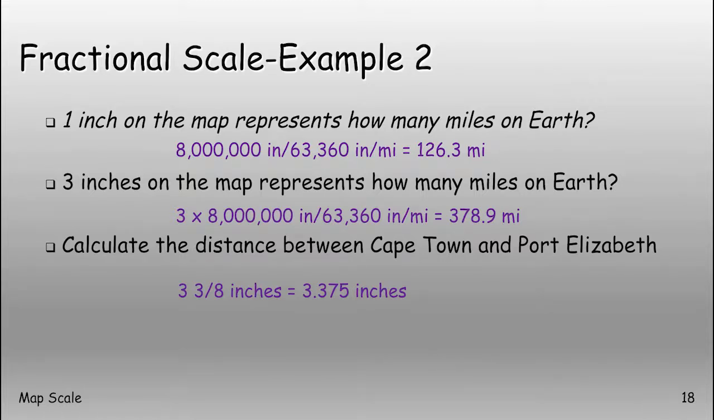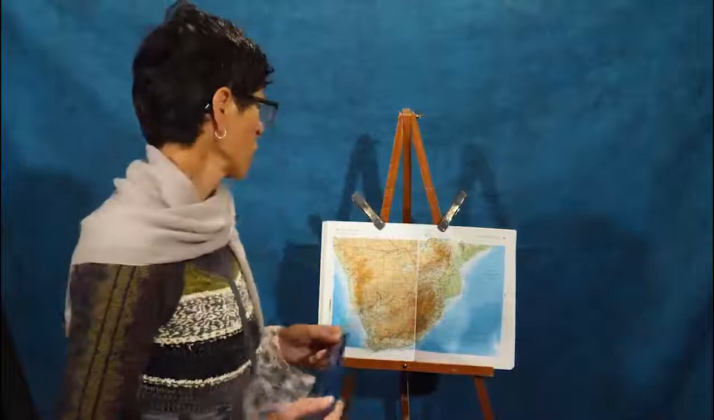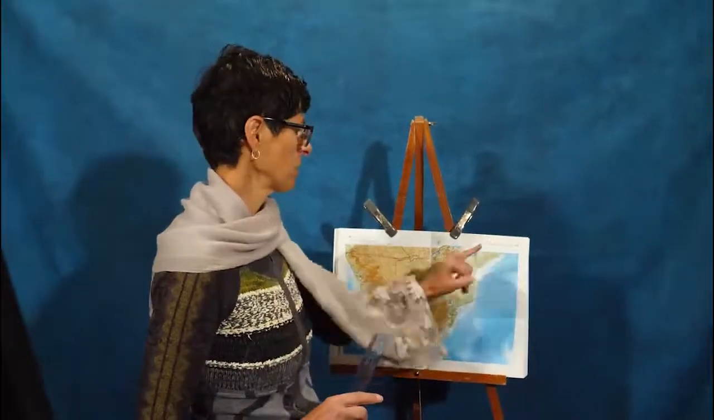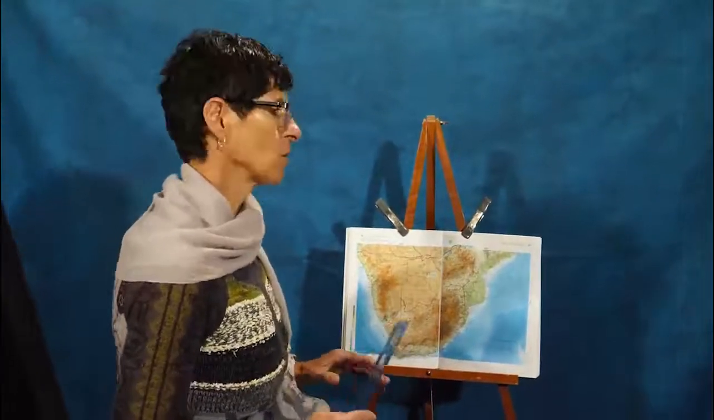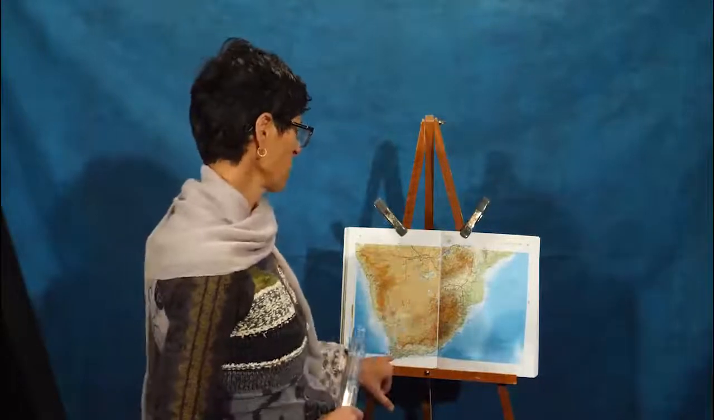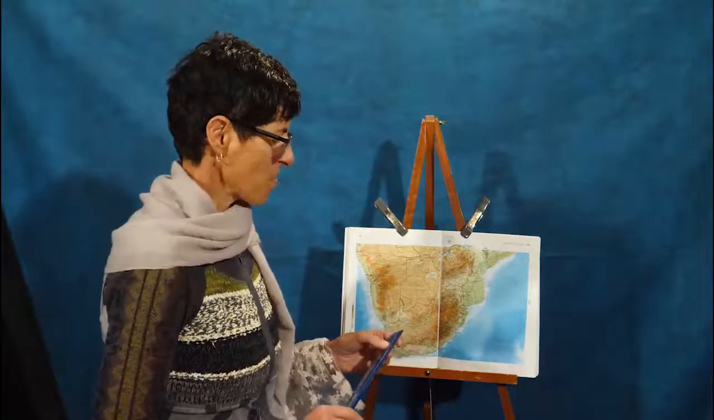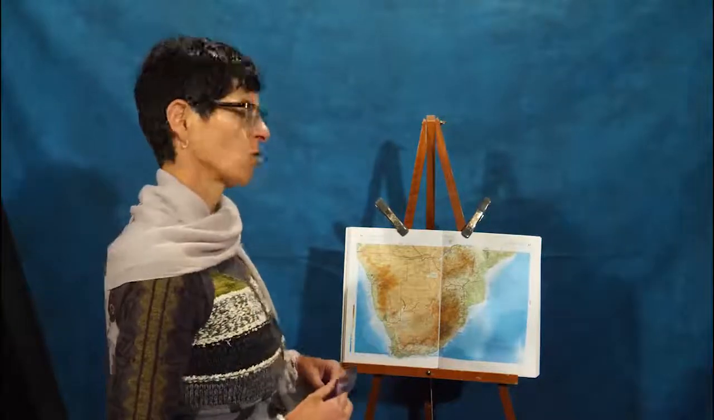Now, what we're going to do next is calculate the distance between Cape Town and Port Elizabeth using the fractional scale. For this, I'll need to show you on the map directly how to do this. Okay, so back to the map, pages 56 and 57 in your atlas. Again, we're going to figure out the distance between Cape Town and Port Elizabeth. But now we're going to calculate the distance using the fractional scale.